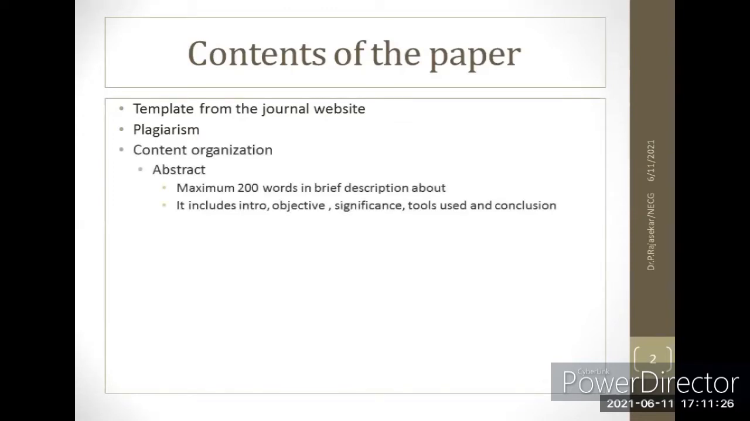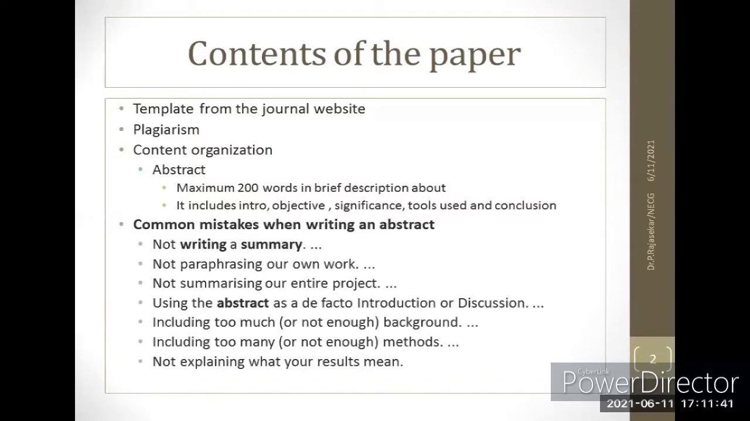Now the content organization in a paper. The first is the abstract. In the abstract, we can use a maximum of 200 words as a brief description. What should we include in the abstract? An introduction about your title in only one line, then the objective, significance, existing method, and proposed method. The tool you used in your project should also be mentioned in your abstract. Then you have to give the conclusion.